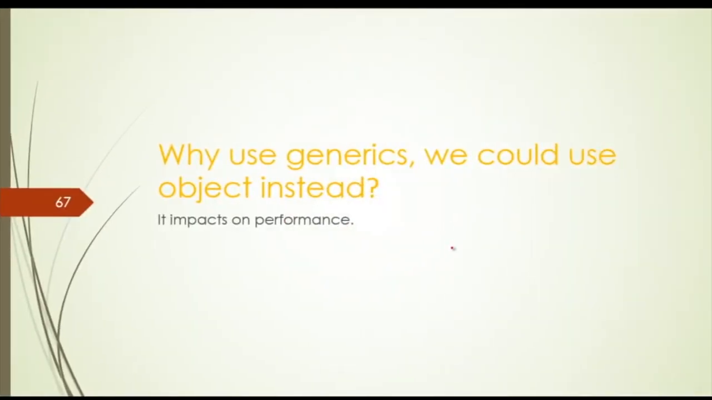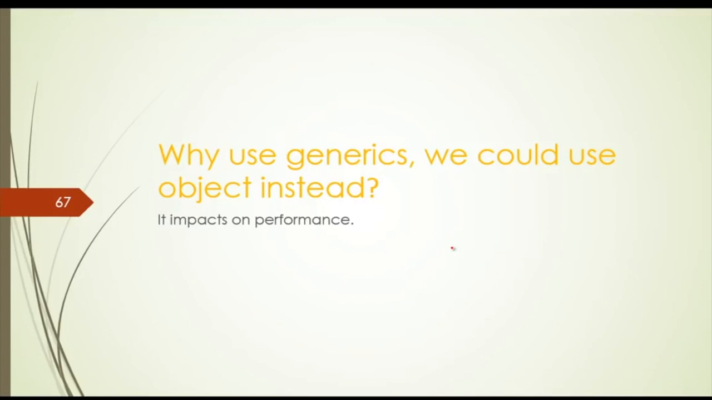So why generics? If you are a C# programmer, and I have talked very recently that every type in C# is implemented or inherited from the object class, even the primitive types. So why do we need generics? We could just write object. That's it.